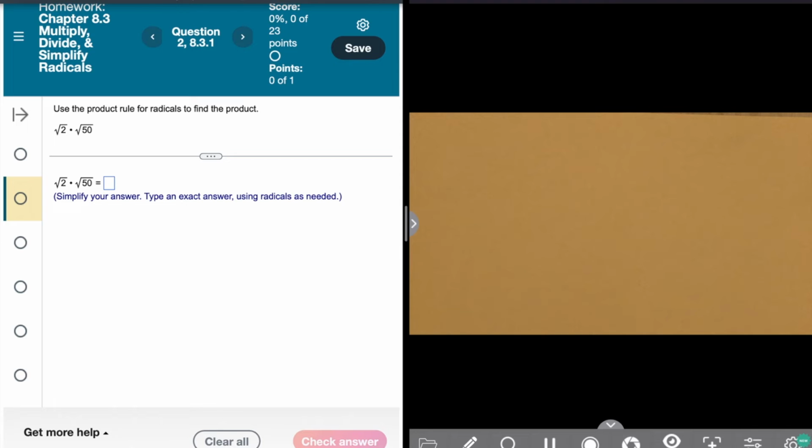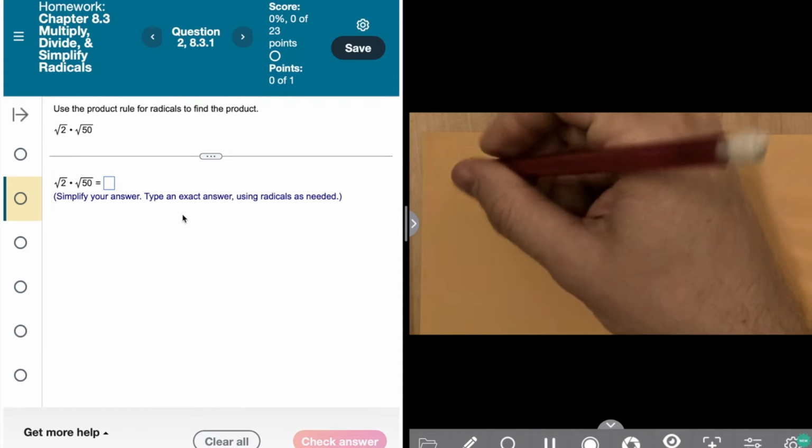All right. We're now going to cover 8.3, which deals with multiplying, dividing, and simplifying radicals. And we've kind of already seen a little bit of this. So first, let's write down the two rules that we're going to be mainly dealing with.